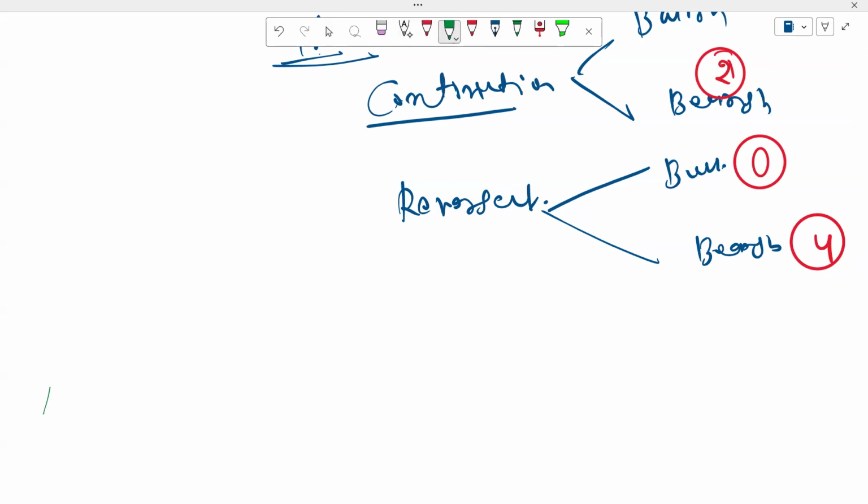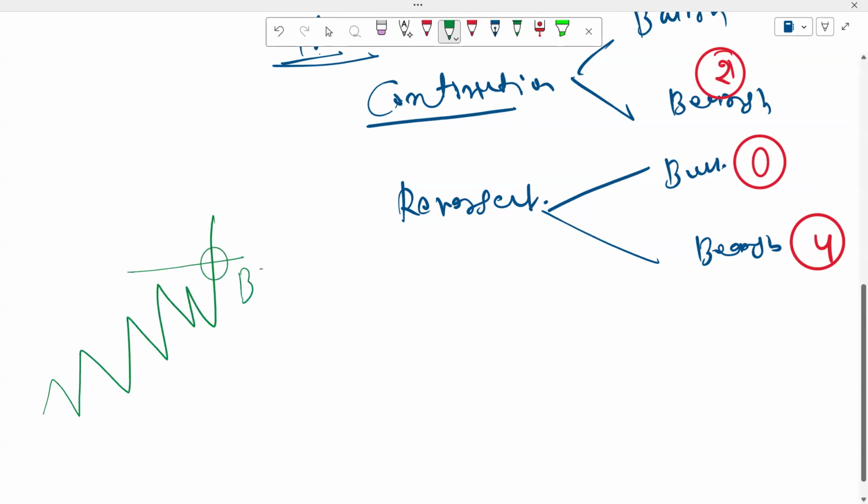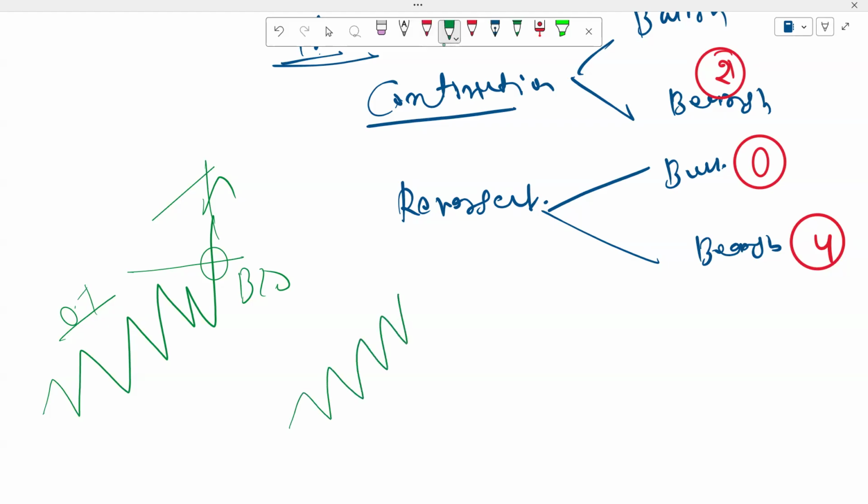So continuation and reversal is very simple to understand. Continuation means if your stock is going up and up, and suddenly you see some breakout, it will continue. This is a continuation pattern, meaning this uptrend will continue. Reversal means if your stock is going in the upper direction, let's say your stock is going up and up, and you see some breakdown at this point, and this uptrend will convert into the downtrend. This is a reversal pattern.